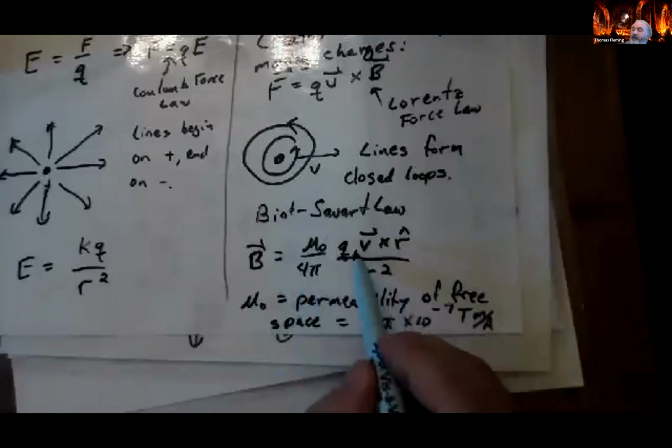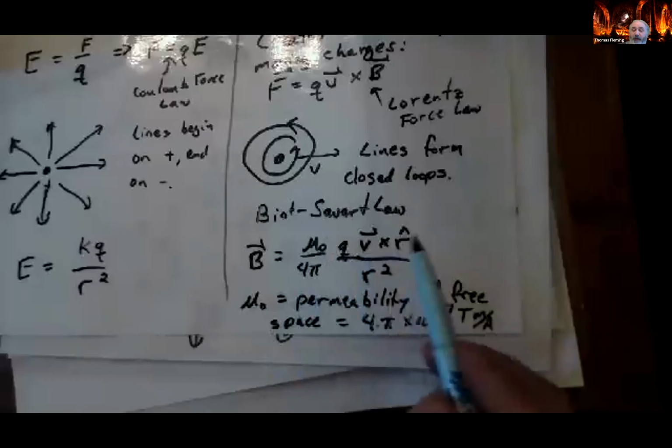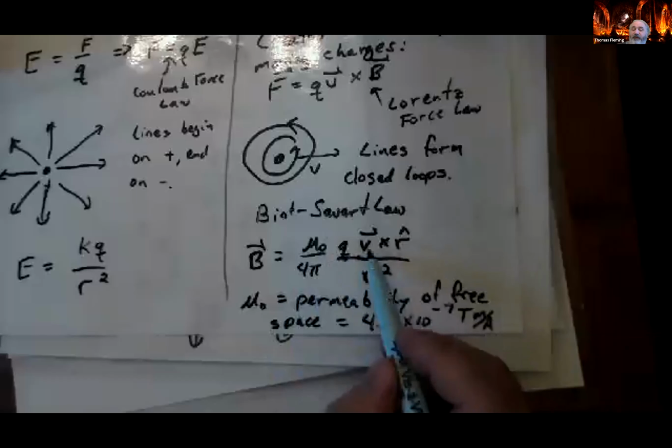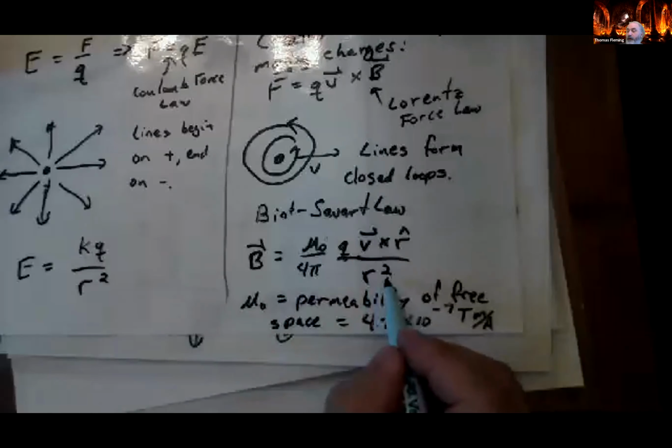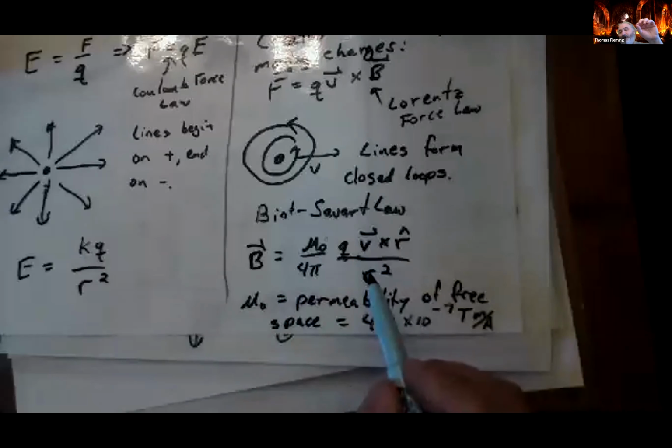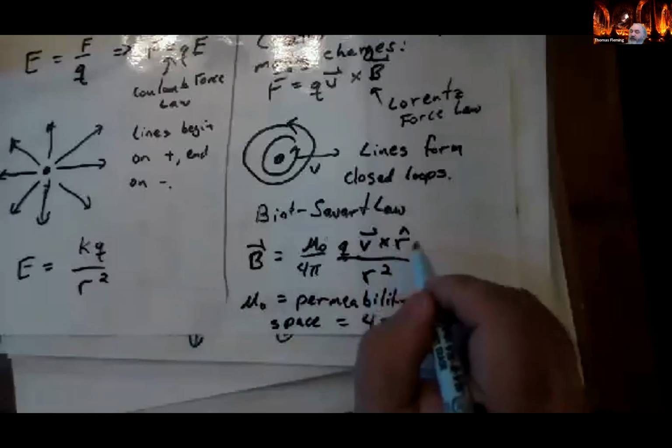Now, Q is obviously the charge who's creating the magnetic field. That's pretty obvious. V is the velocity of the charge creating the magnetic field. And just like over here, R is how far you are from the charge. It's a distance. And of course, it goes as R squared, suggesting that if you've got a point charge flying around, it's going to create a magnetic field, but the magnetic field gets weaker the further away from the charge you are.